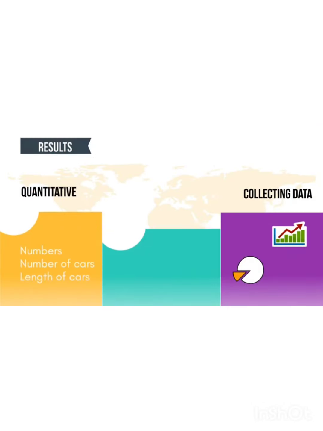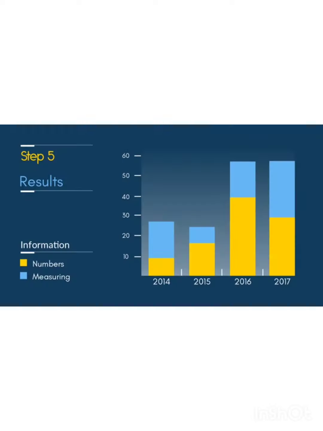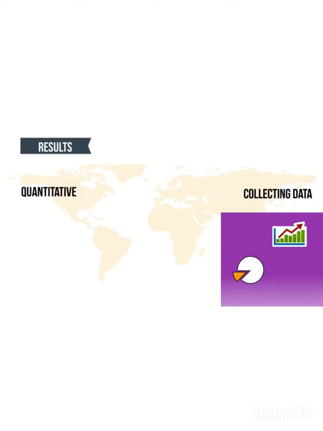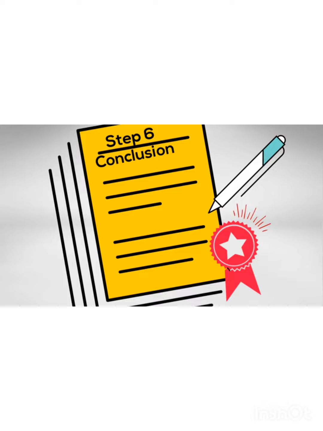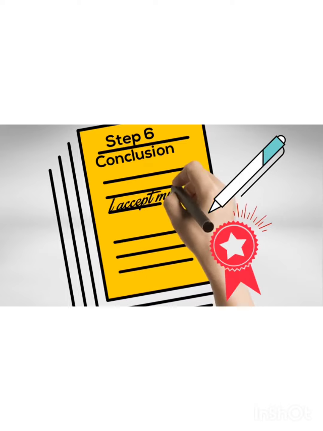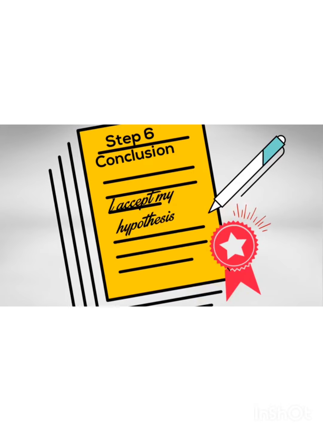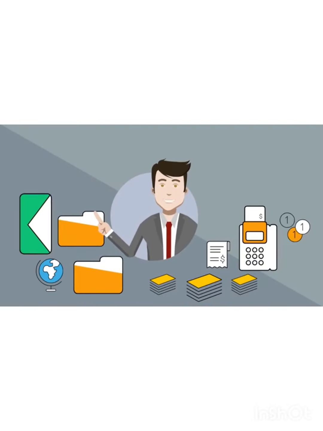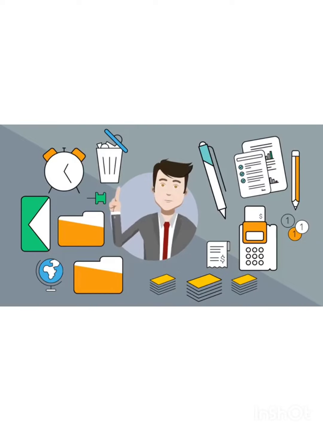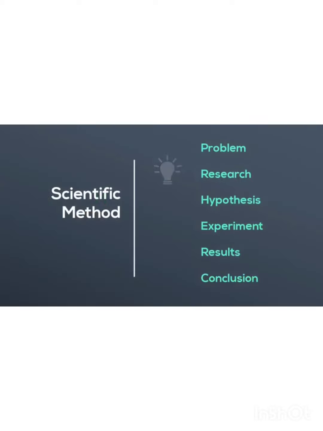Quantitative data is data that is numbers. Many times it is recorded in charts, tables, and graphs. Qualitative data includes illustrations, photographs, and data that is being observed. And finally, step 6 is the conclusion. The conclusion gives us the overall results and states whether or not you accept or reject your hypothesis, and then describes the practical application. What have you done? And now here are the 6 steps of the scientific method you should know.